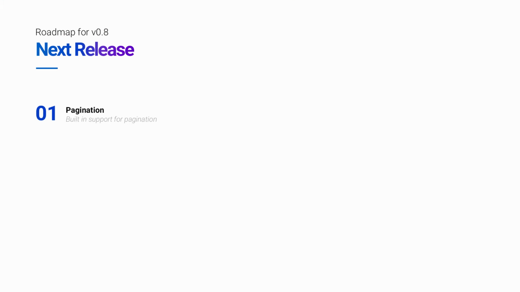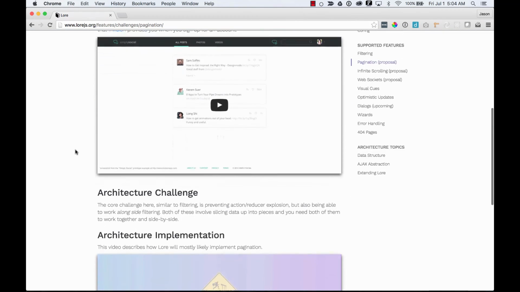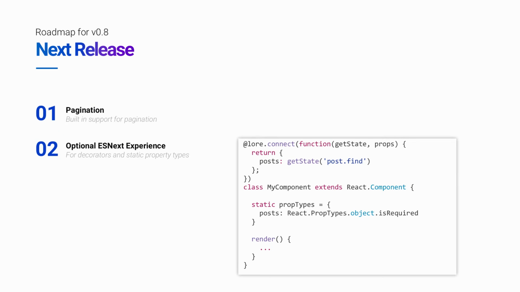So that covers the notes for this release. For the upcoming 0.8 release, the focus will be on adding support for pagination, using the approach outlined in the proposal, as well as providing support for a dedicated ESNext experience for anyone who would like to use decorators and static property types.